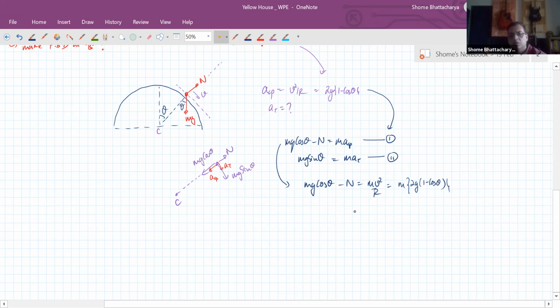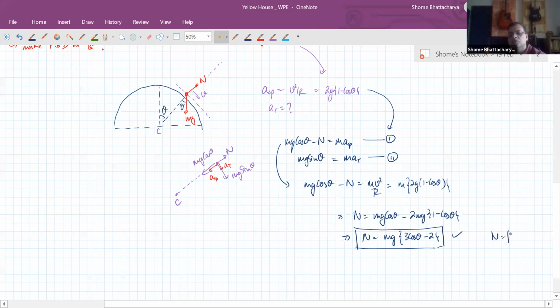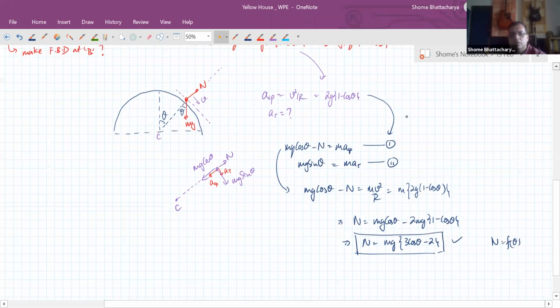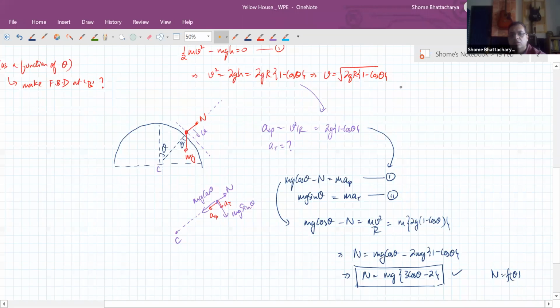As you can see, your N is becoming mg cos theta minus 2mg into 1 minus cos theta. So the normal reaction has a magnitude of mg into 3 cos theta minus 2. This is your normal reaction as a function of theta. And earlier you had v as a function of theta. This was your v as a function of theta.